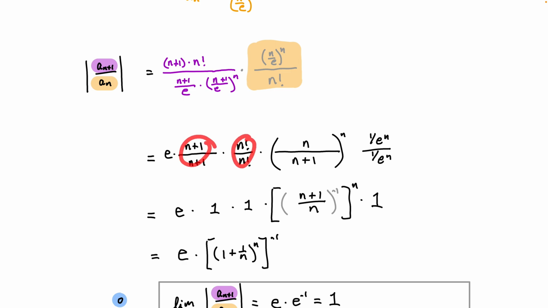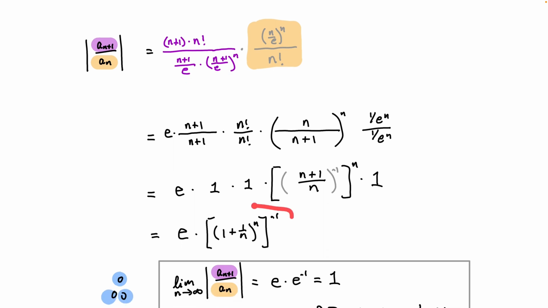Nice. Each of these is equivalent to 1. E is the same thing as e. And then n over n plus 1 is equivalent to the reciprocal of n plus 1 over n. So this and this are the same. Then to go from this to this, we're simply swapping the powers.